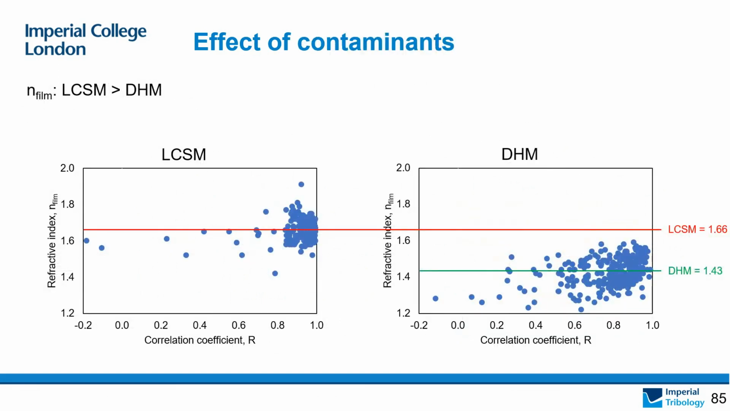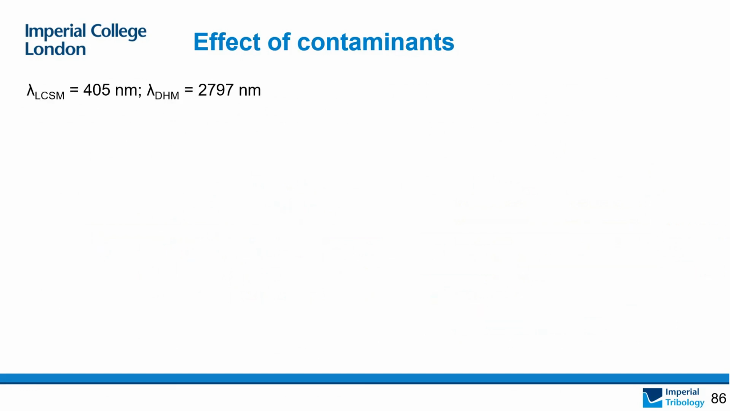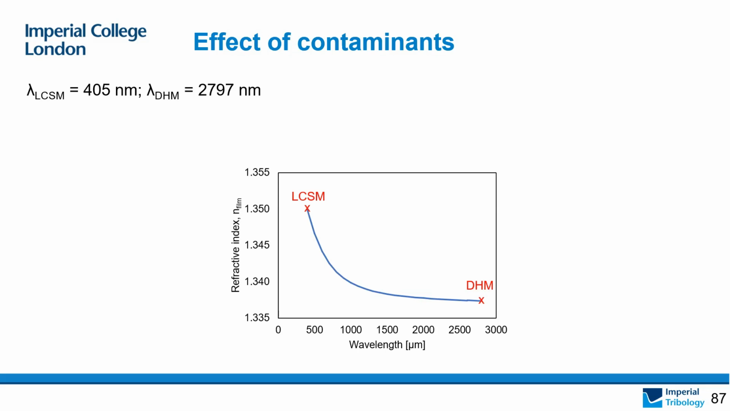Okay, just now we saw the confocal gives a much higher refractive index than the DHM, even though the same set of transfer films were measured. For your information, the confocal used a laser with a wavelength of 400 nanometers, while the DHM used a much longer wavelength of 2800 nanometers. And in fact, refractive index is also a function of wavelength.